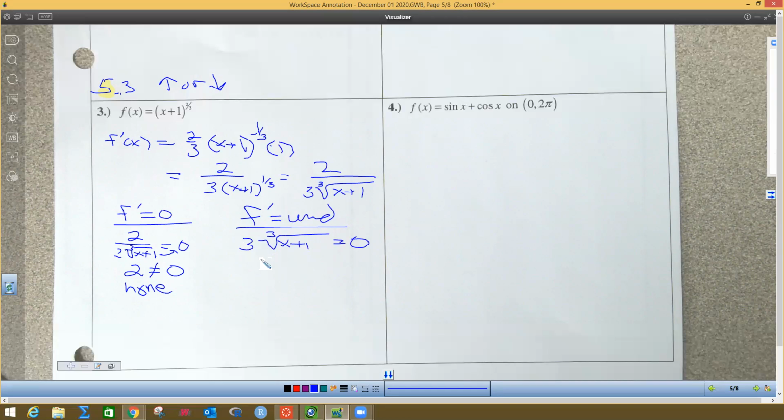So I'm going to divide each side by 3. You know what? I think I did this problem on video already. I think somebody asked this yesterday. So I divide each side by 3, then I'm going to cube each side, and then I'm going to subtract 1. So there, this is my critical number right there. My critical value or critical number is x equals -1.